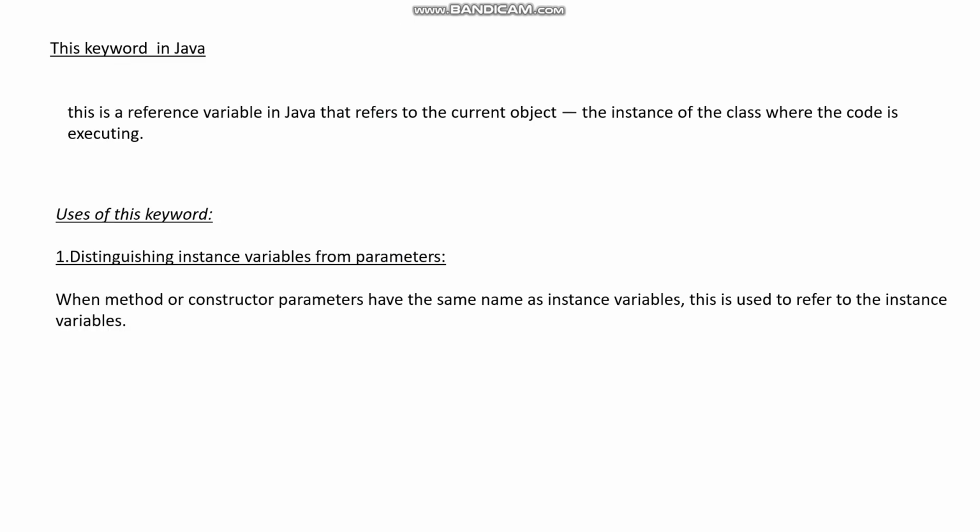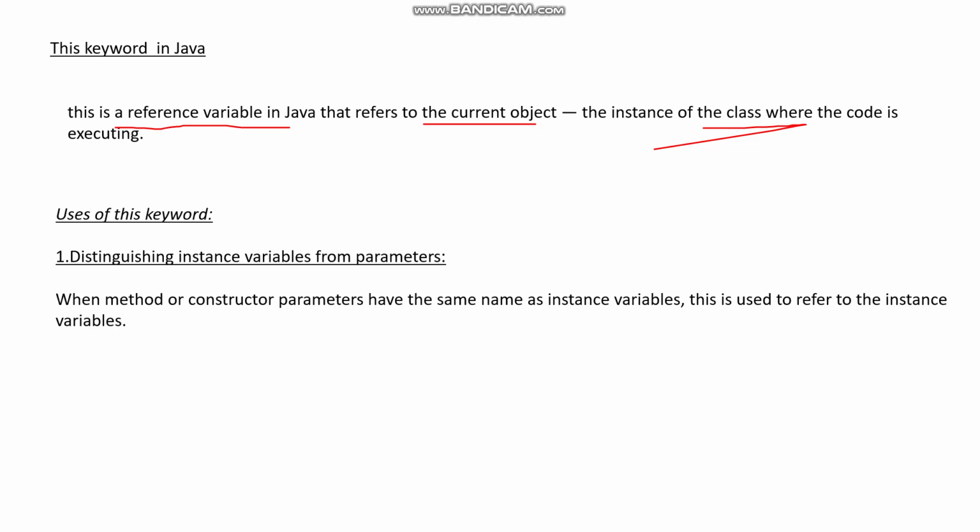In this class, I am explaining about the this keyword in Java. The this keyword is a reference variable in Java. It is a reference variable that refers to the current object. The current object means the instance of a class where the code is executing. Wherever the code is executing, whatever instance we are executing here, that object is called the current object. To refer to the current object's data variables, instance variables, we use the this keyword.